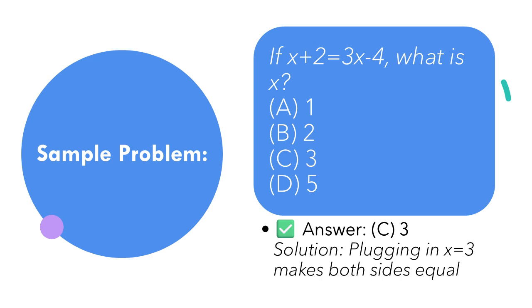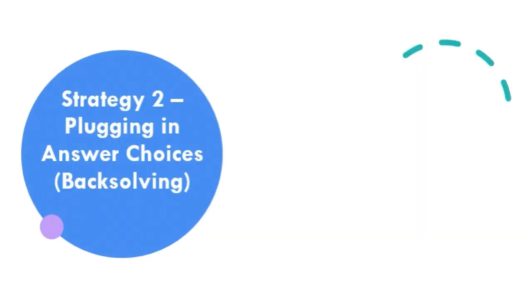Why use plugging in numbers? This strategy is useful because it helps if you're unsure how to solve algebraically. It confirms the correct answer by direct substitution. It works great for equations where x values are reasonable to test. So, when you see an equation with answer choices, try plugging in numbers. It can save time and help avoid algebraic mistakes.